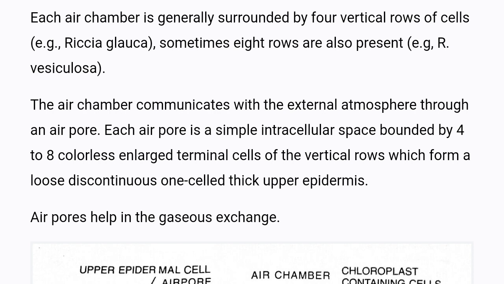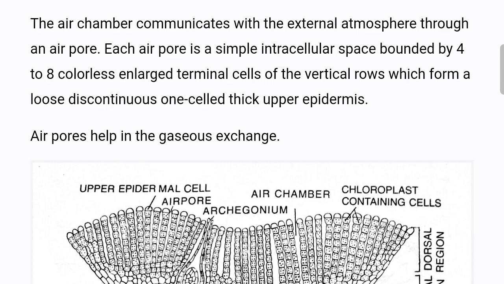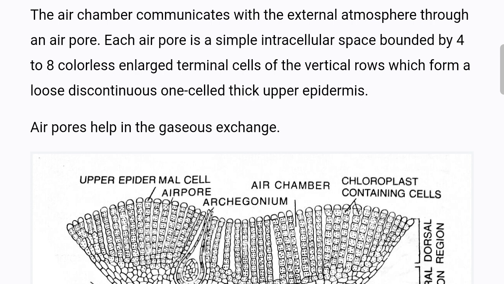The air chamber communicates with the external atmosphere through an air pore. Each air pore is a simple intercellular space bounded by 4 to 8 colorless, enlarged terminal cells of the vertical rows, which form a loose discontinuous one-cell thick upper epidermis. Air pores help in gaseous exchange.